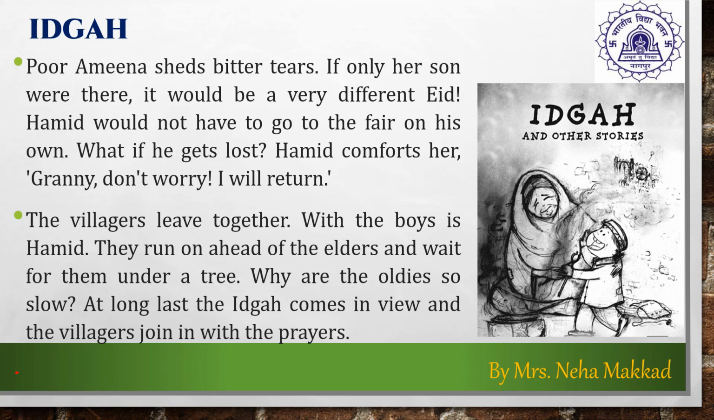The villagers leave together for the fair, for the exhibition at the time of Eid. With the boys is Hamid. They run ahead of the elders. Elders are the old and aged people who are older than the children, and the boys wait for them under the tree. Why are the oldies so slow? At long last, the Idgah comes in view and the villagers join in the prayer. They gather in this open space of Idgah, join their hands and offer their prayers to God.